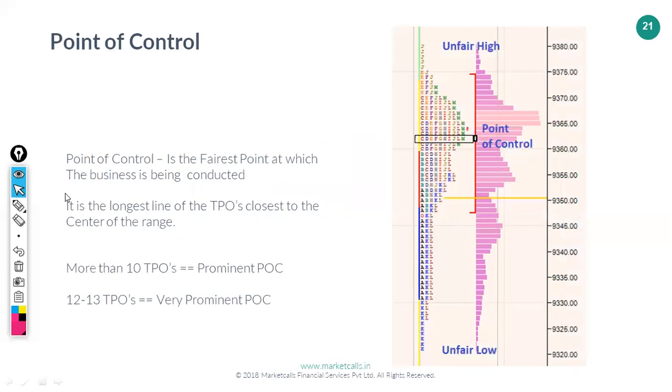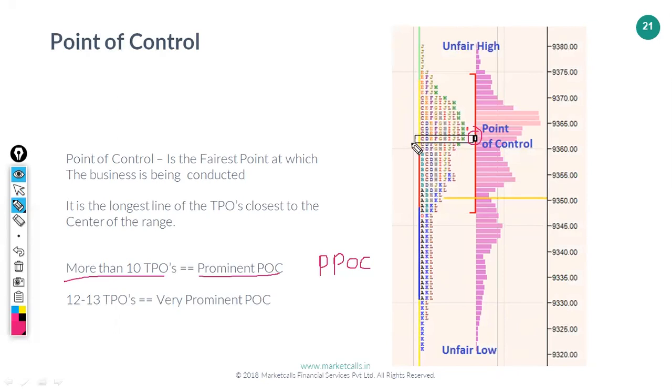And the point of control, we already talked about it. The center point is where we call that as a fair point to do business. But if any day you're seeing more than 10 TPOs, we call that a prominent point of control. And in my terms, if I'm using Bell Ultimate Edition, I'll be getting a level saying PPOC, prominent point of control.